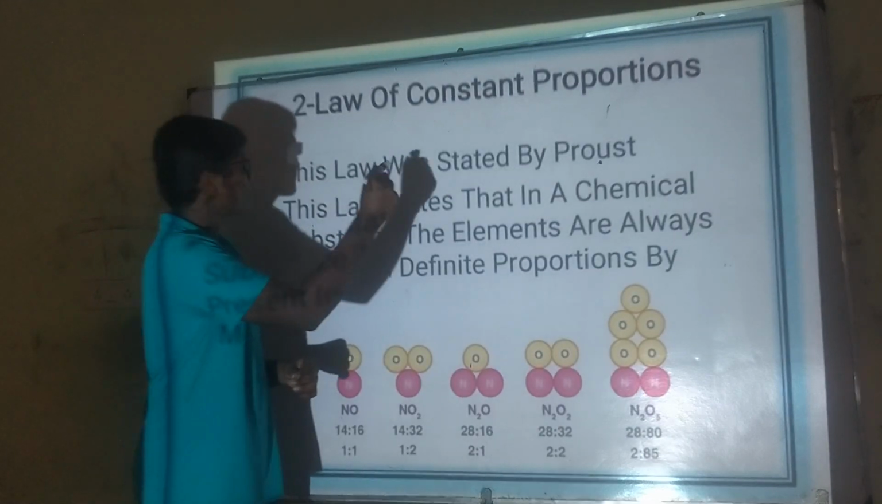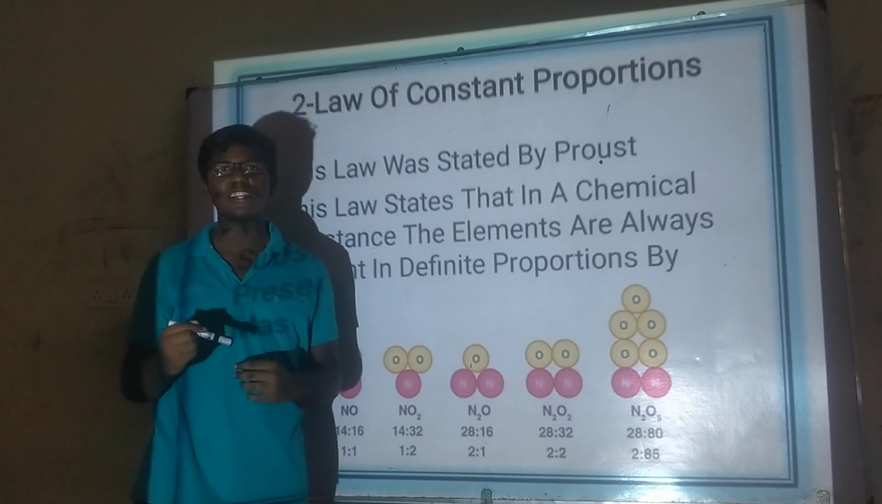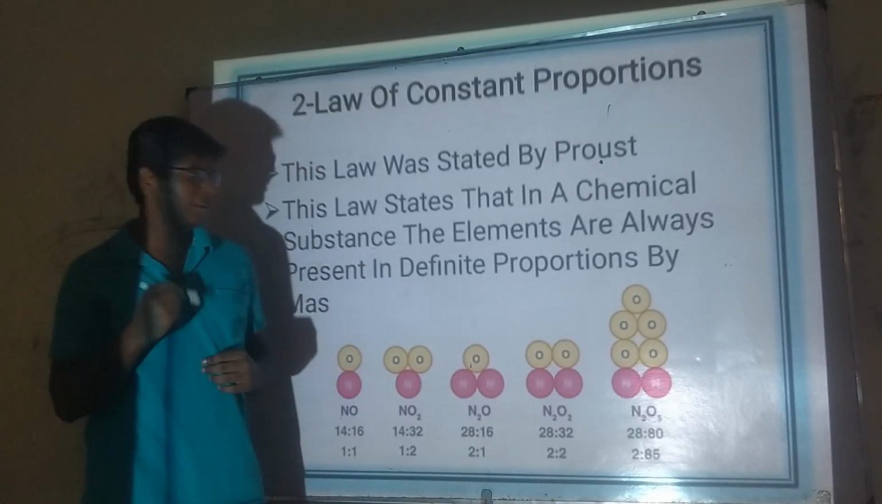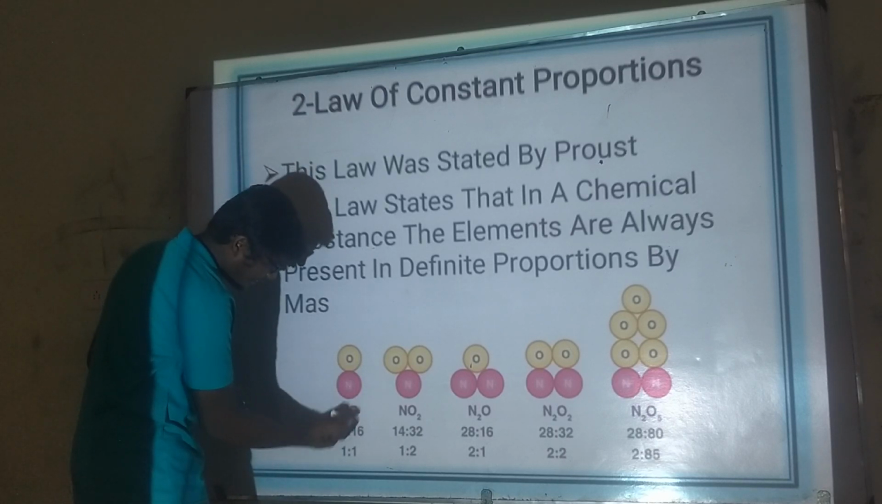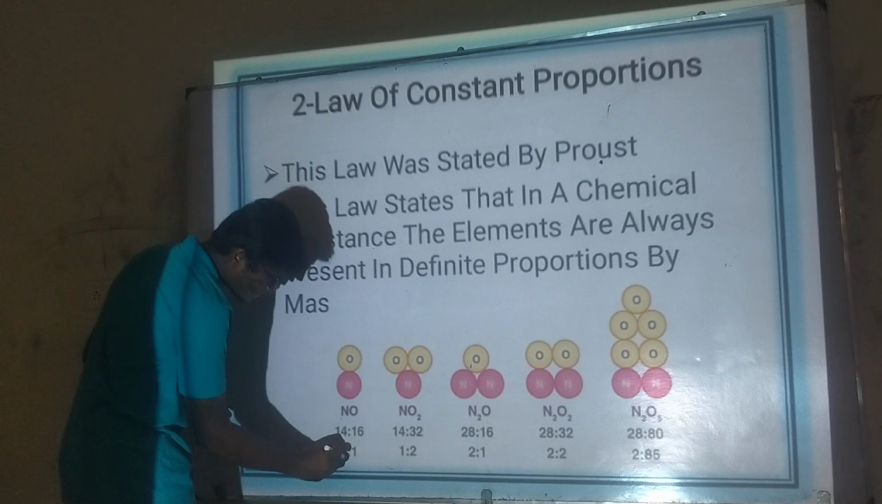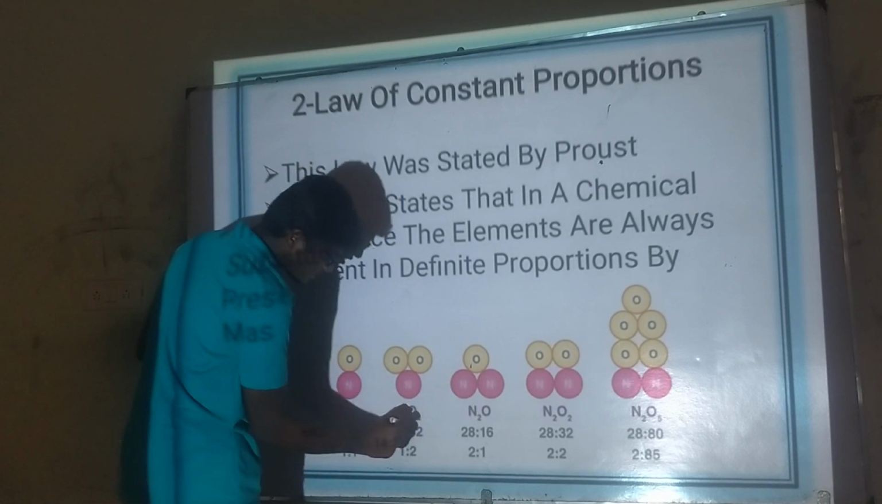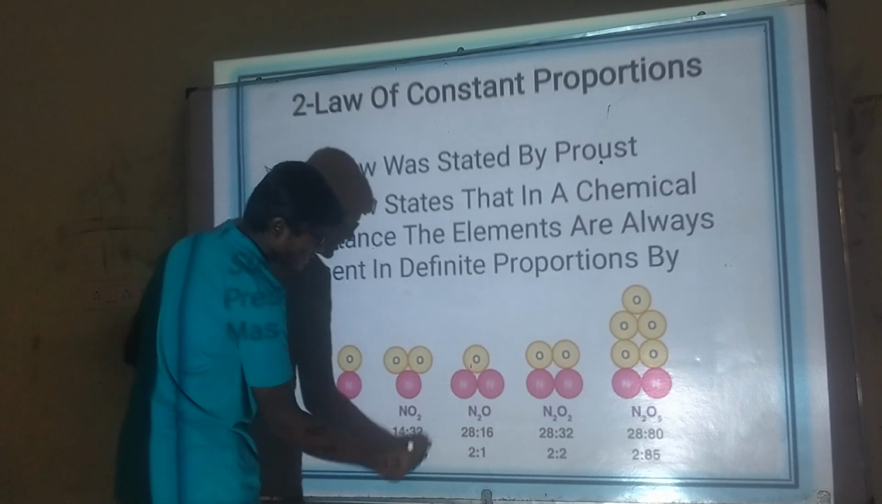Law of constant proportion. This law was stated by Proust. This law states that in a chemical substance, the elements are present in definite proportions by mass. Here we can see that nitrogen oxide is the mass of 14:16, where the atoms are 1:1. Here nitrogen dioxide, the mass is 14:32. The number of nitrogen atoms is 1 and number of oxygen atoms is 2.